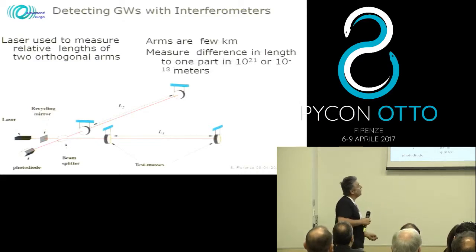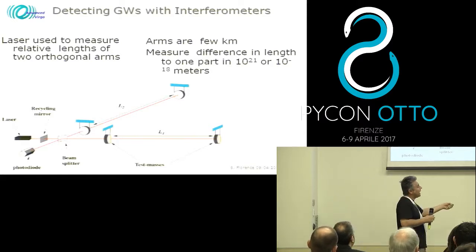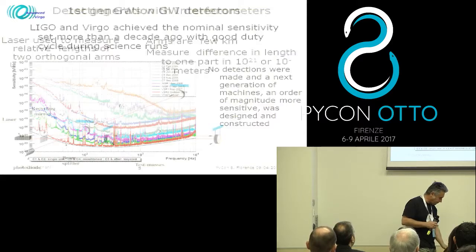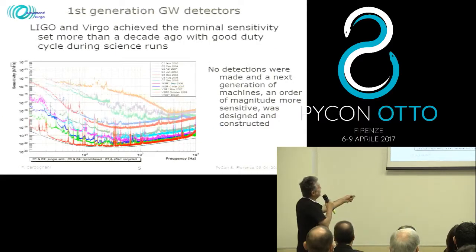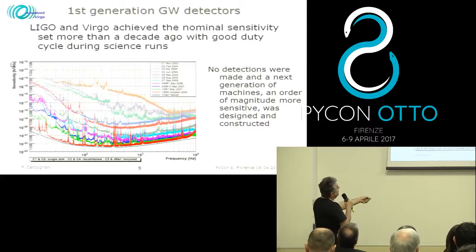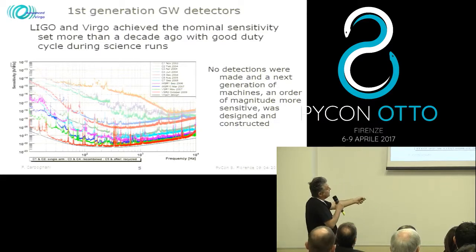As I said before, we make the arm length at least a few kilometers. Arms of a few kilometers allow us to reach the order of magnitude I was mentioning before, so you could try to make this measurement. So we made a first generation gravitational wave detector. The nominal sensitivity was set more than a decade ago. We reached that sensitivity, but no detection was made.